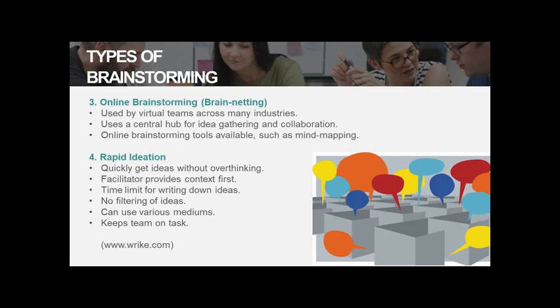Number 3 is online brainstorming or brain netting. It's used by virtual teams across many industries. So since we're in a global pandemic right now, many of you are working from home, and this could be a great tool to use. It uses a central hub for idea gathering and collaboration, so some kind of collaboration software. There also are brainstorming tools available such as mind mapping tools.